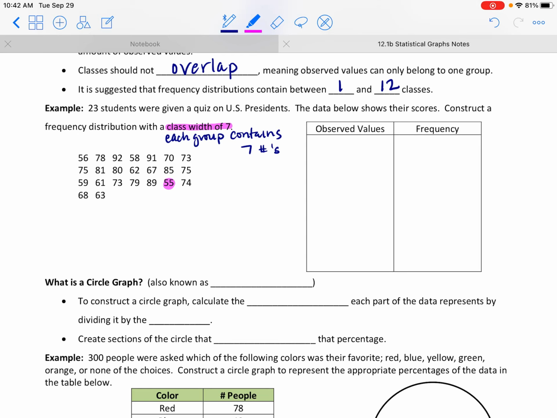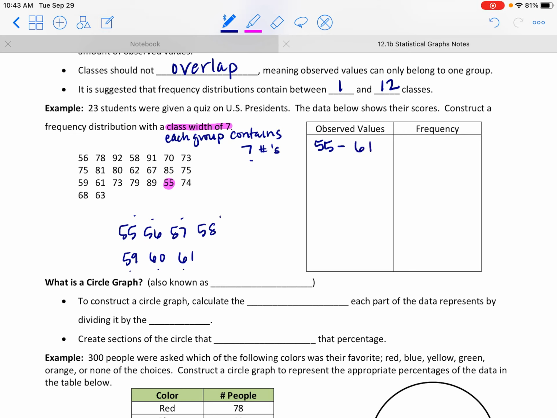Okay, so we're going to start our observed value list with a first class that starts at 55, and if we want 7 observed values in that class or group, then 55, 56, 57, 58, 59, 60, and 61. 1, 2, 3, 4, 5, 6, 7. So this is going to end at 61.